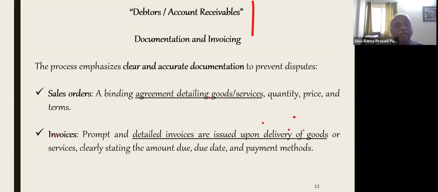And prompt billing is required for goods and services, clearly stating the amount, the date, due date, and payment methods.